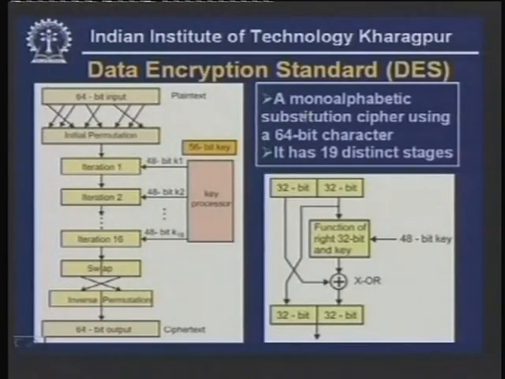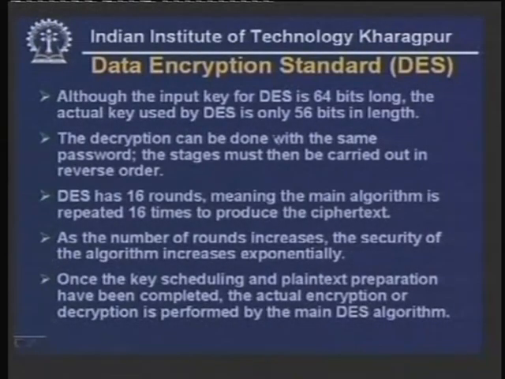So, here is how it works, explained with the help of this diagram. This is again a monoalphabetic substitution cipher using 64-bit characters. The input is a 64-bit character, the plain text, and the first step is permutation. As you can see, an initial permutation is performed on this 64-bit input.